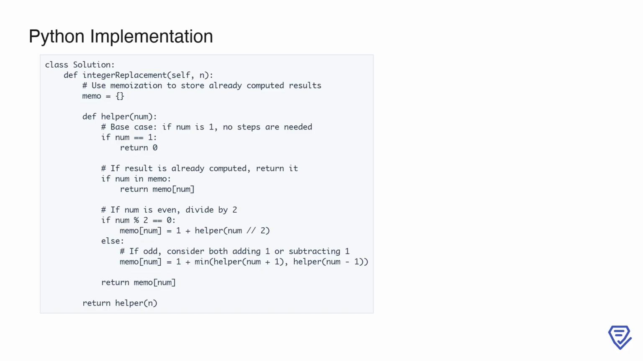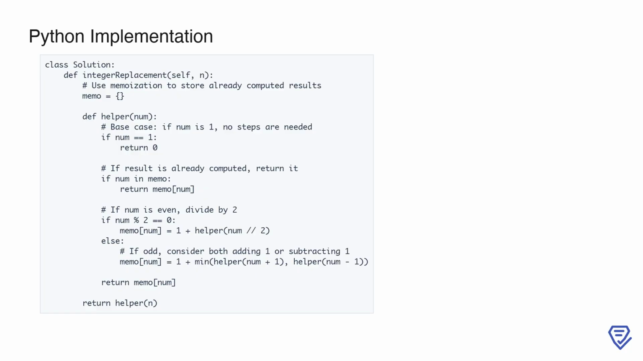This implementation solves the integer replacement problem using a recursive approach with memoization. The goal is to find the minimum number of steps to reduce a given number to 1, where the allowed operations are dividing by 2 if the number is even, or incrementing/decrementing by 1 if it is odd. Let's break it down step by step. 1. Memoization. A dictionary memo is used to store results of previously computed numbers to avoid redundant calculations. This ensures the algorithm runs efficiently, reducing the time complexity. 2. Base case. The recursion stops when the number becomes 1, as no further operations are required, 0 steps.